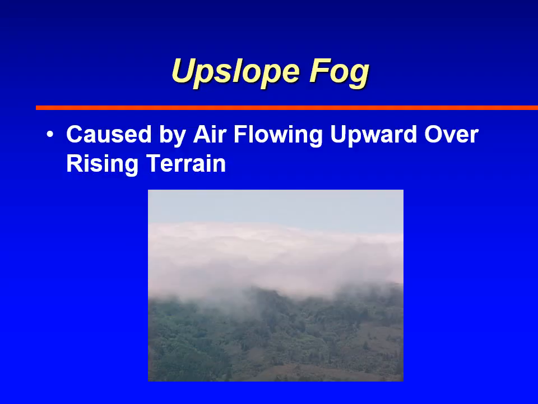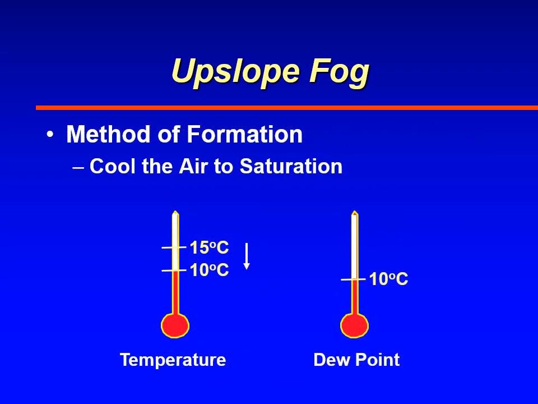Upslope fog is another kind of fog that results from air going up over terrain, rising terrain. And in this case, like the previous cases, the temperature drops down to meet the dew point, so you have cooling of the air.